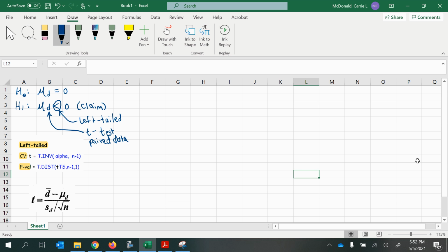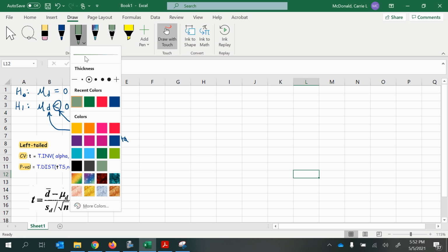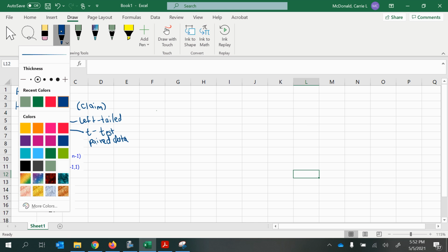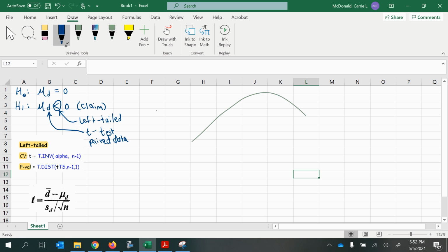Okay, so now we are also going to be given some sample data, but let's begin by setting up our rejection region, the critical region. So we're going to do a sketch. We'll set up our sketch first. We've determined that since this is a claim about the mean of differences for paired data, this is going to be a t-distribution, with the mean of 0 in the center.